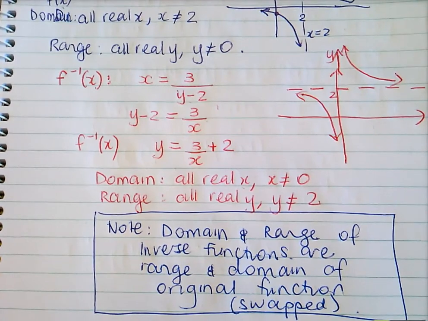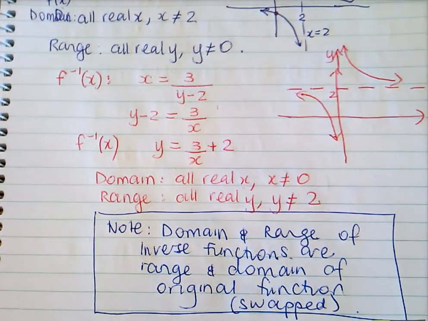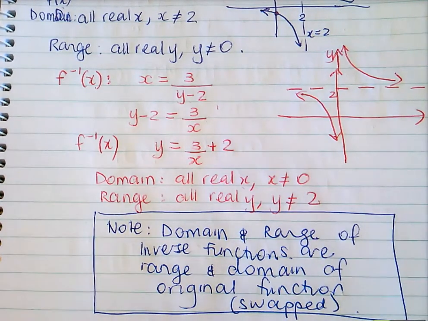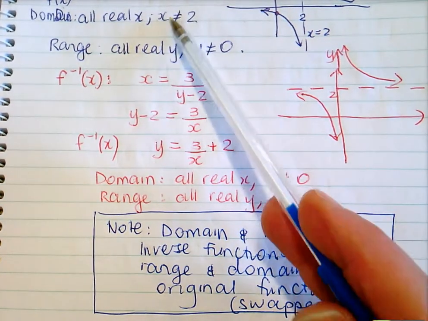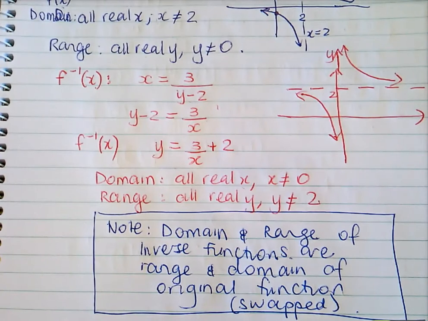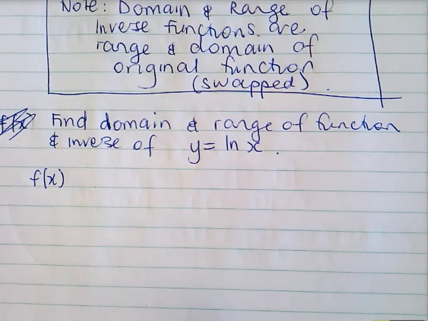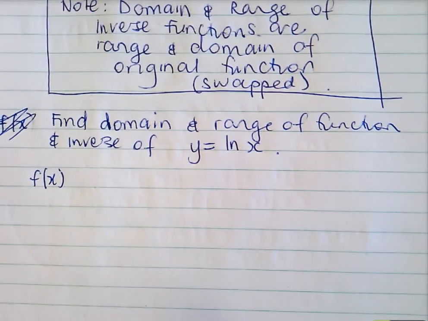Okay, so you basically just need to work with the original function. You don't need to sketch the inverse and work out its domain and range. You can just make that conclusion straight from knowing the domain and range of the original function. You actually don't need to work it out for the inverse. All right? Domain and range of the function y equals ln x and its inverse. That's what I'm trying to say.